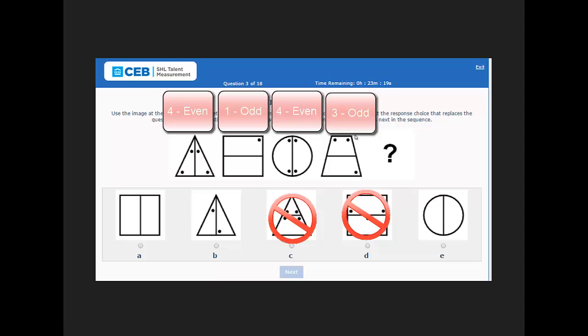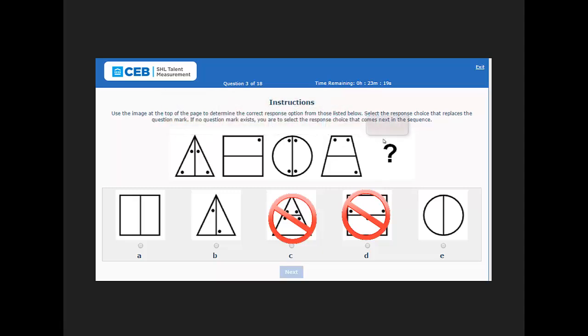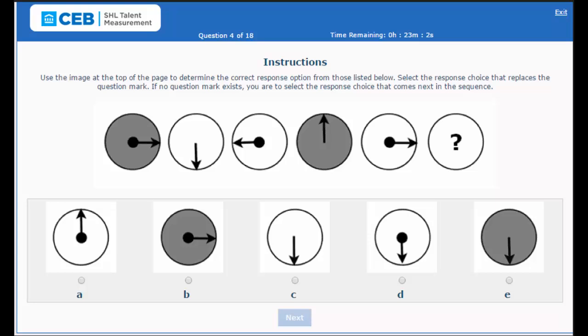So consequently, the final shape must include an even number of dots, and the only answer option that satisfies this criterion is the option B. So this is the correct answer choice that we must take. Now, let's proceed on to the next task of this practice test.